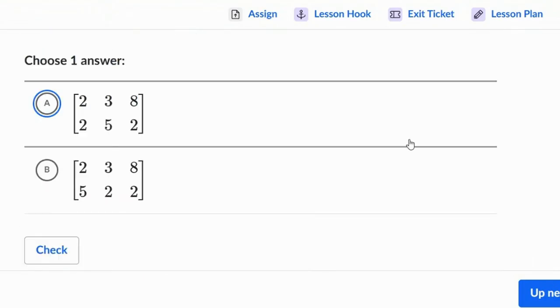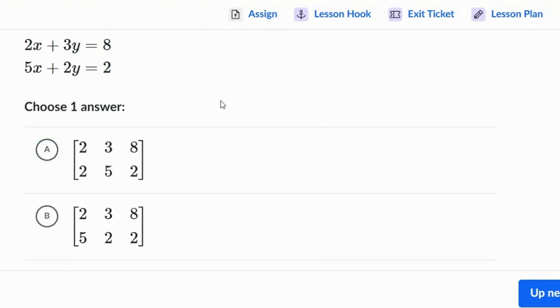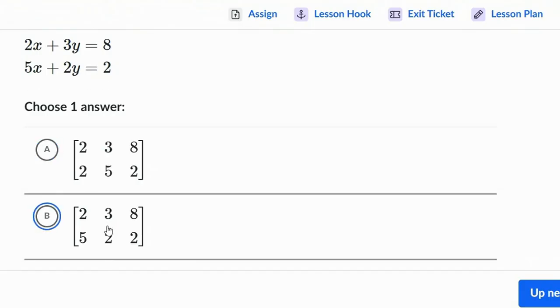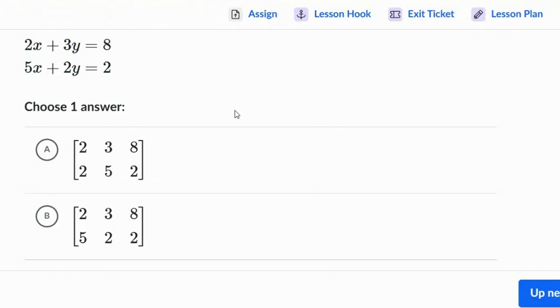All right, so this is another one of those which matrix, and there's only two choices this time. Here is our system of equations: 2x plus 3y equals 8, 5x plus 2y equals 2. A or B is the matrix that represents the system of equations. What do you think?